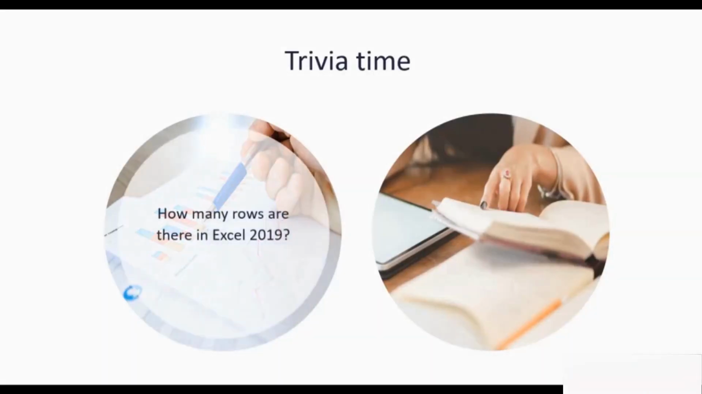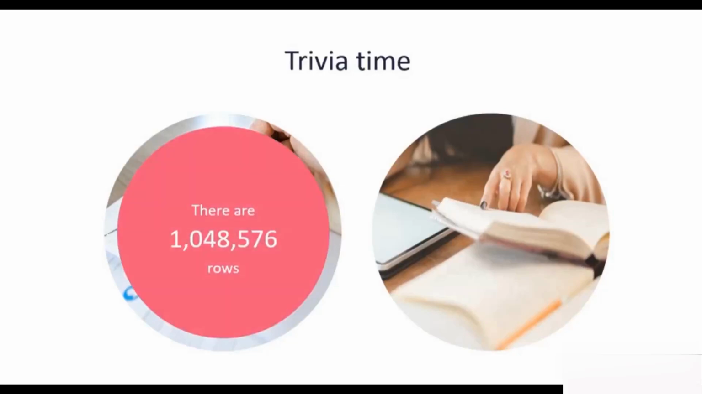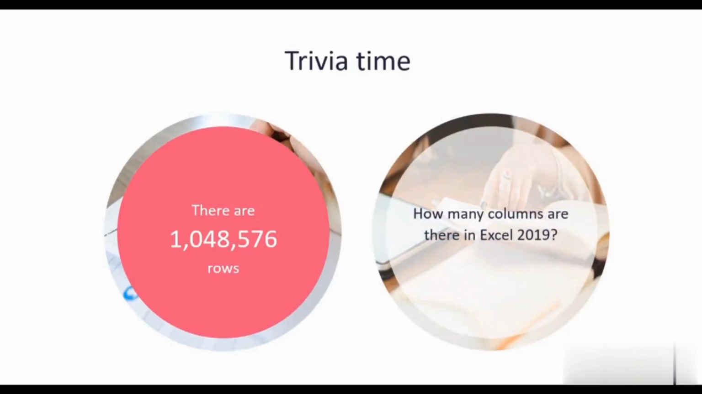How many rows are there in Excel? In Excel 2003, there were just over 65,000 rows. Yet, this was not enough. So how many rows do you think there are in Excel 2019? 1,048,576 rows.